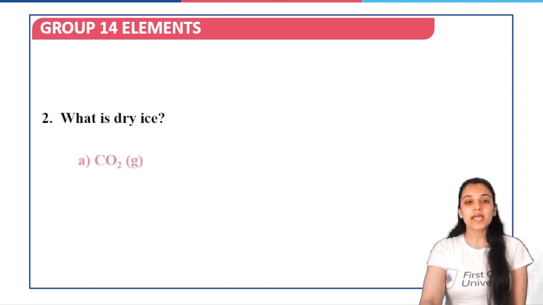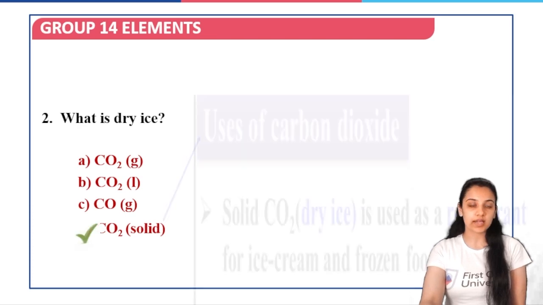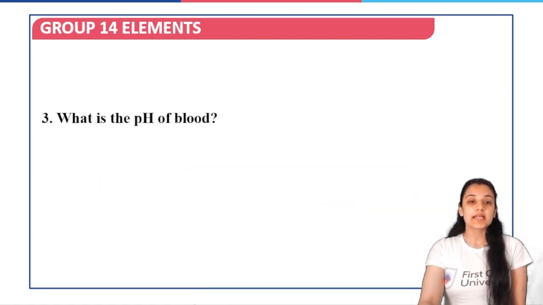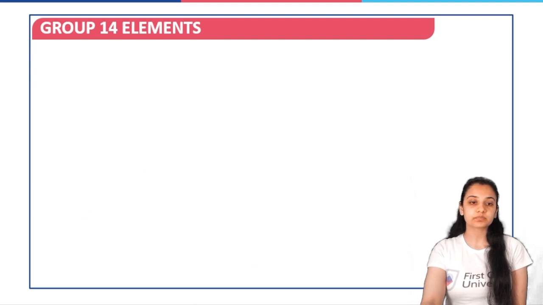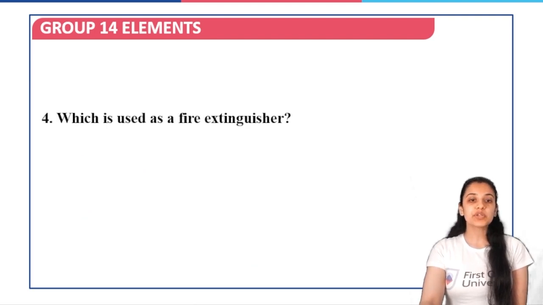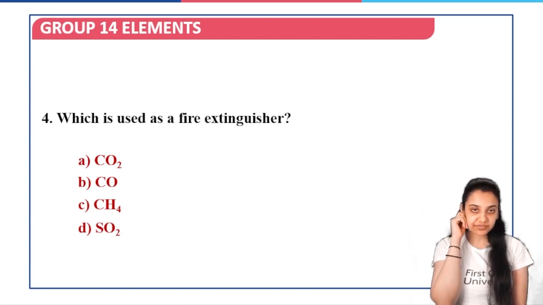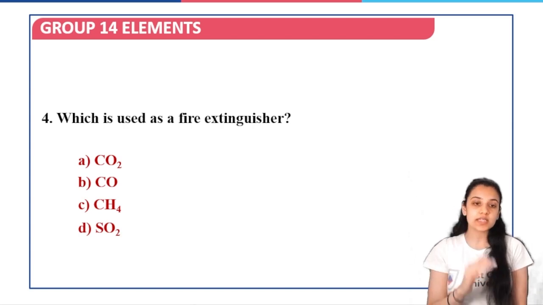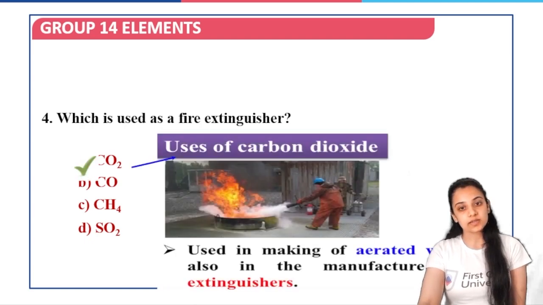Next is, what is dry ice? Carbon dioxide solid is dry ice. So option D is again the correct answer. Next is, what is pH of blood? We have already seen it is 7.2 to 7.4. So option B is the correct answer. Lastly, which is used as a fire extinguisher? We have seen that not CO2, CO2 definitely, not CO, not CH4, not SO2. So option A is the correct answer.